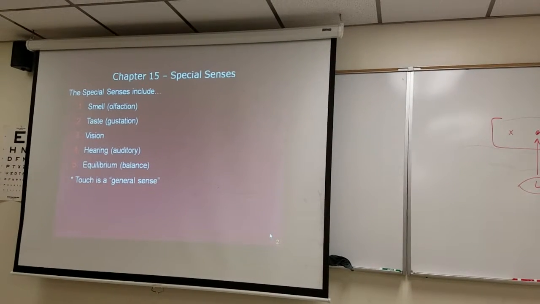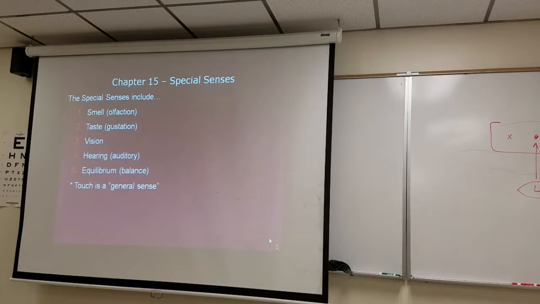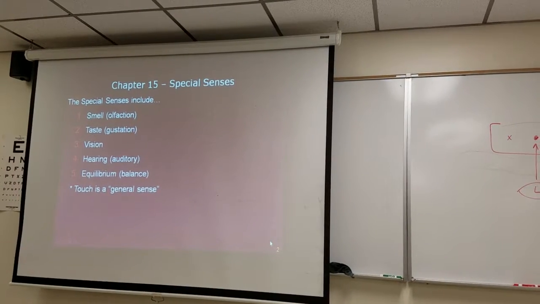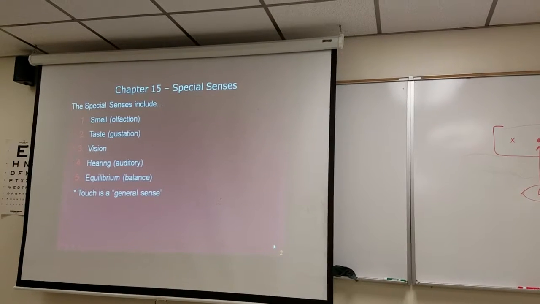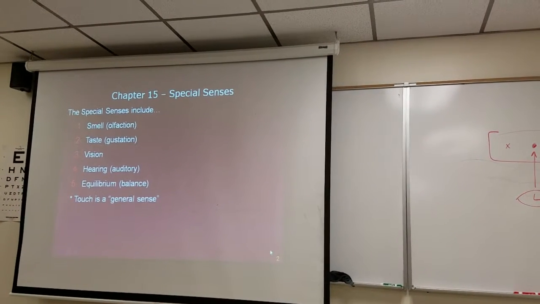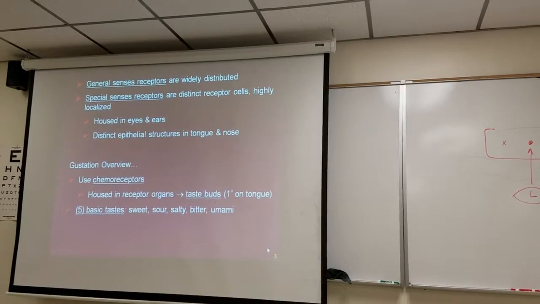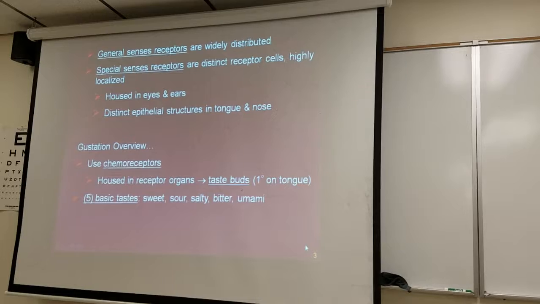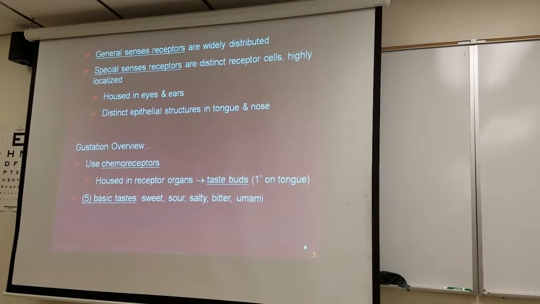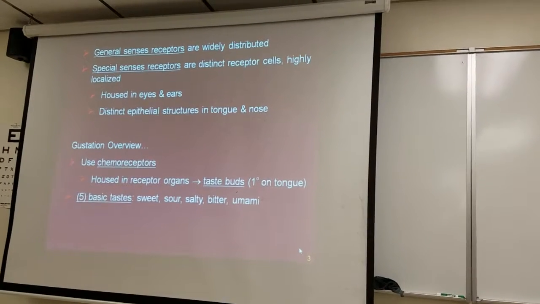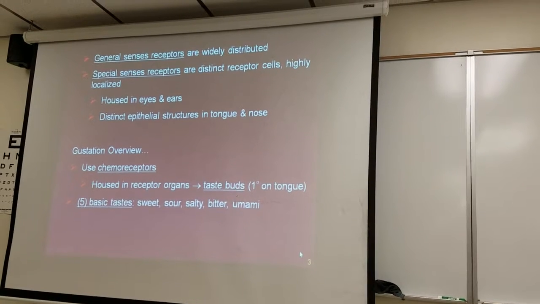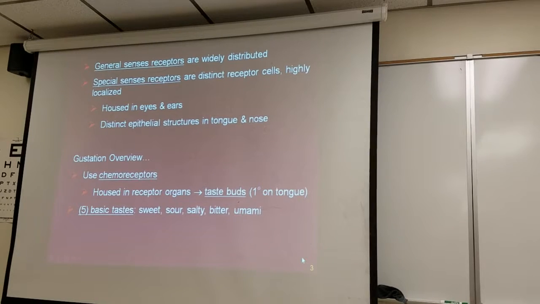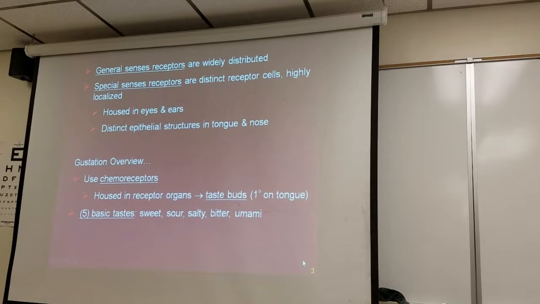So in total, 5 special senses. Touch would be an example of a general sense, right? When we're comparing special senses to general senses, one big difference: general senses receptors are widely distributed. Where do you find Pacinian corpuscles, for example? Everywhere. In the skin, in joints, in the ventral body cavity, everywhere. Widespread.